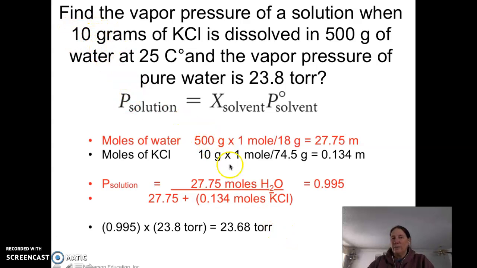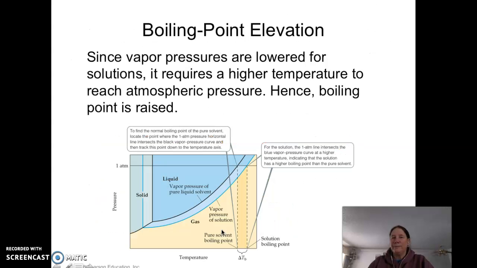Okay, so that's how you do it. You find the mole fraction. You find the moles of the water, and again, just take how much water you have and divide by 18 because that's its mass. And then you find the moles of your solute, which in this case is 10 grams over 74.5. That's what potassium chloride weighs. You put the water, the solvent, on top, and then you add these two together on the bottom and you get the mole fraction. Then you take that times the normal vapor pressure of pure water, and you get this number. It's going to lower it a little bit.